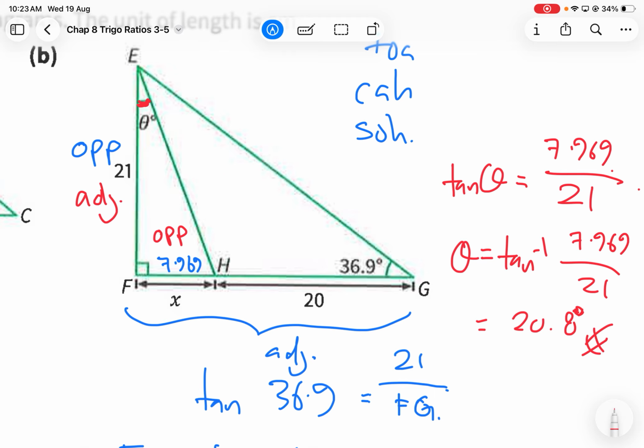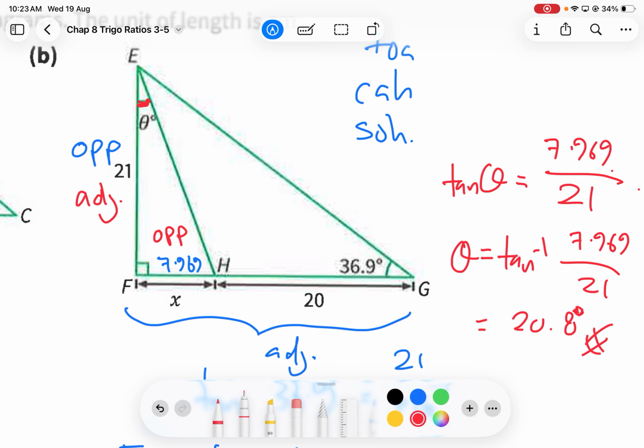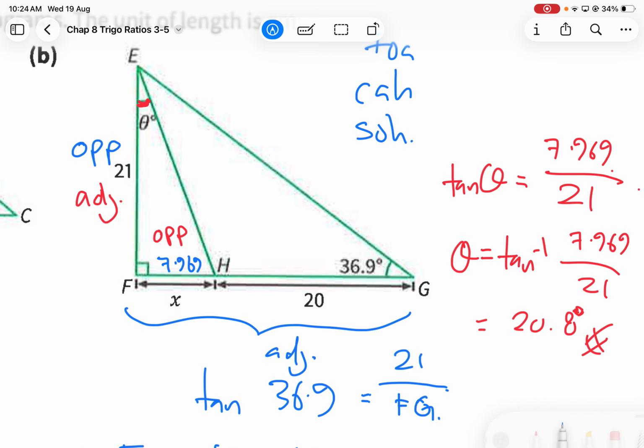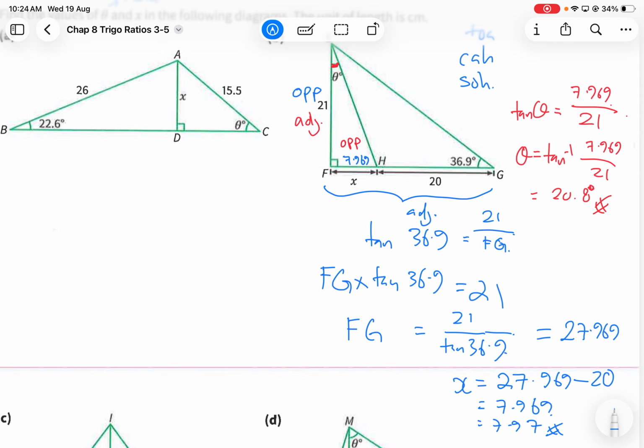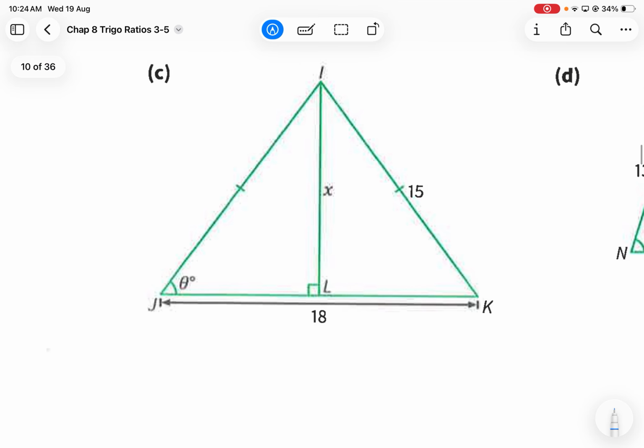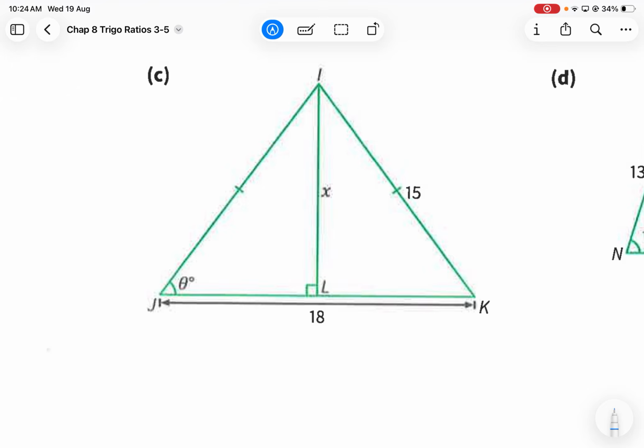Can. Go. Okay? Done? Then we do one more together. See, got people tell me difficult.